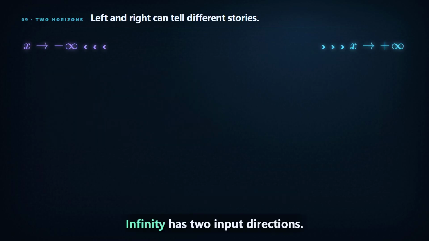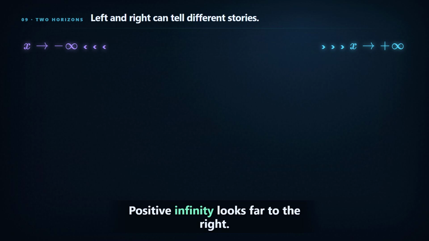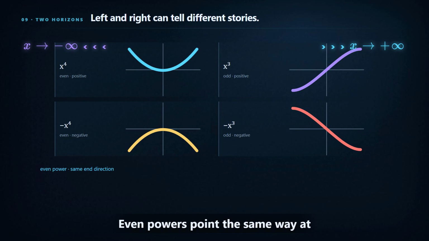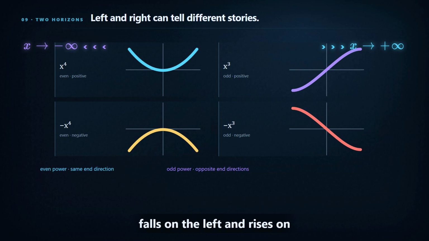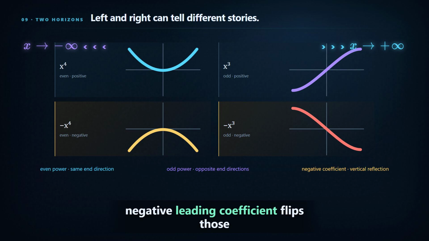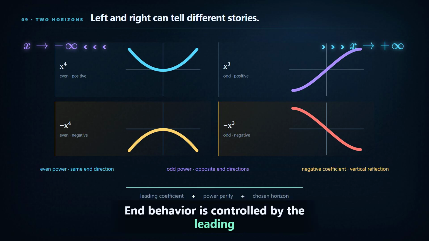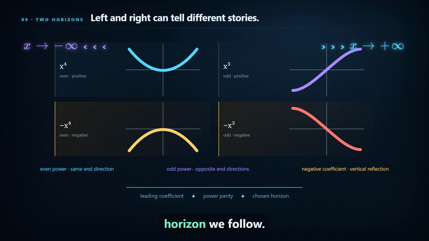Infinity has two input directions. Positive infinity looks far to the right. Negative infinity looks far to the left. Even powers point the same way at both ends. X to the fourth rises left and right. Odd powers reverse direction. X cubed falls on the left and rises on the right. A negative leading coefficient flips those directions. End behavior is controlled by the leading coefficient, the leading power, and which horizon we follow.